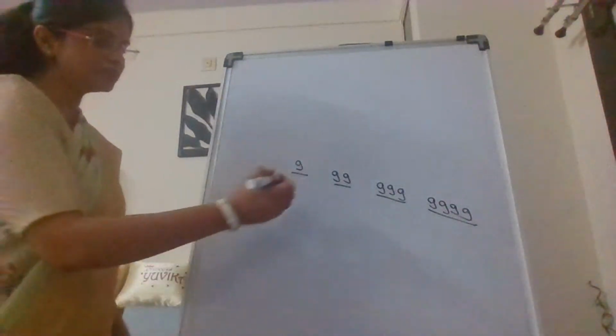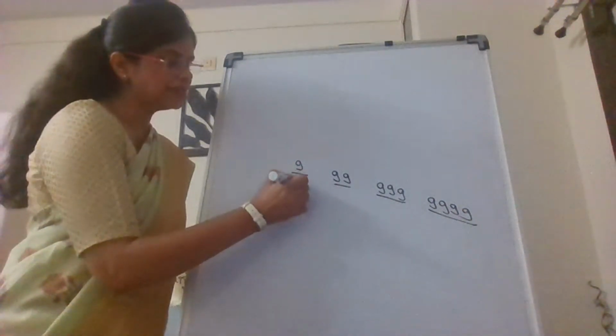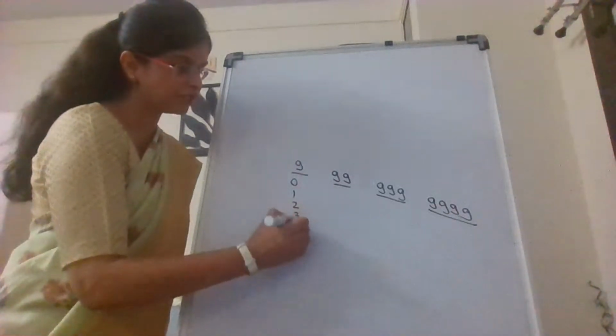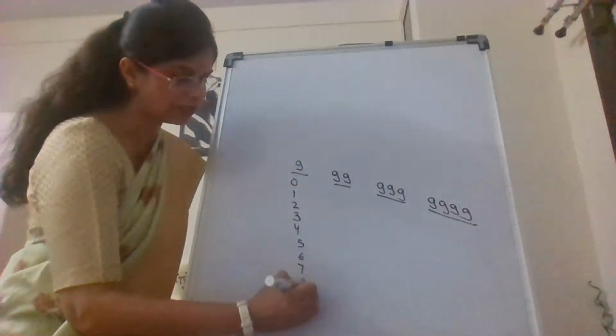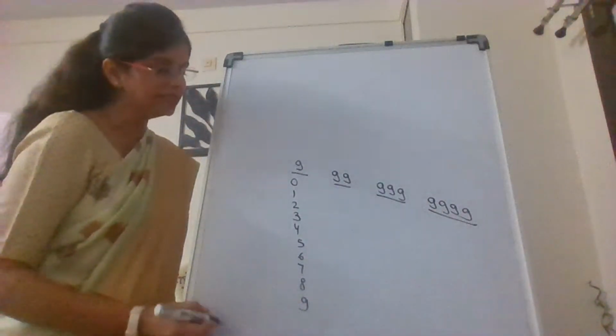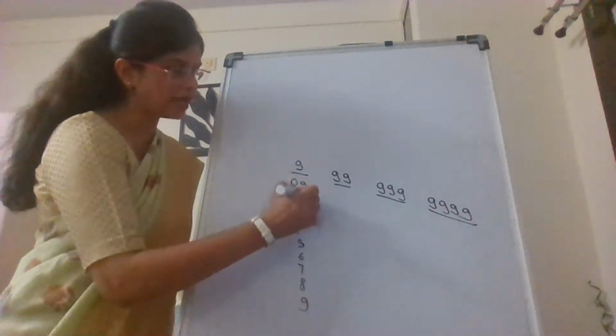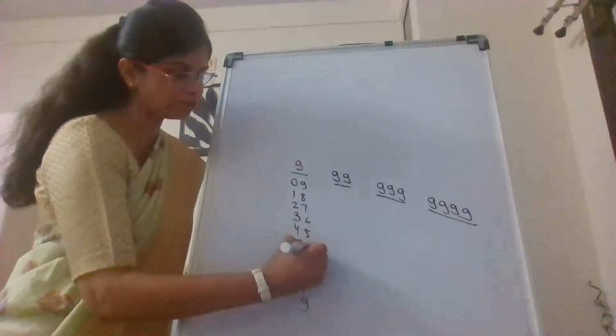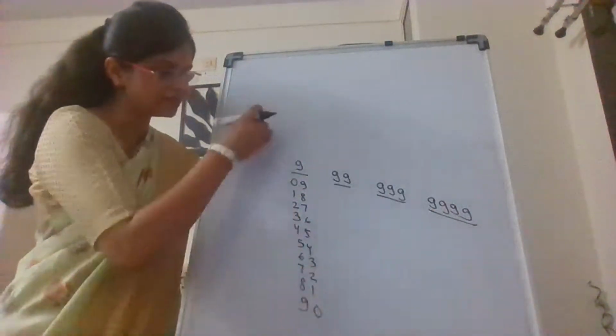What you have to do is, the table of 9 is just 0, 1, 2, 3, 4, 5, 6, 7, 8, 9. And then write down the reverse digits: 9, 8, 7, 6, 5, 4, 3, 2, 1, 0. And this is the table for 9.